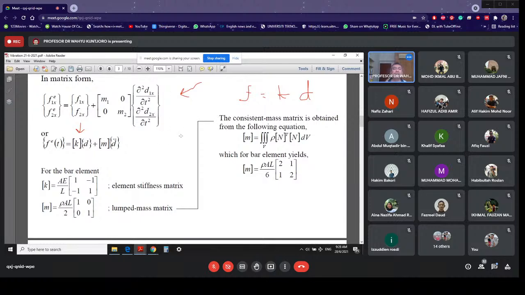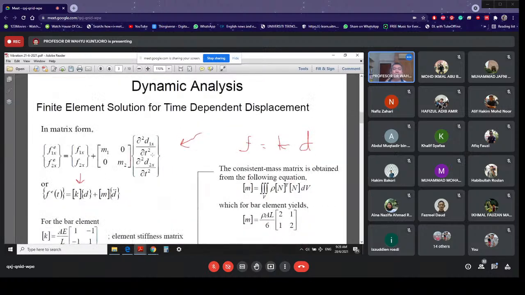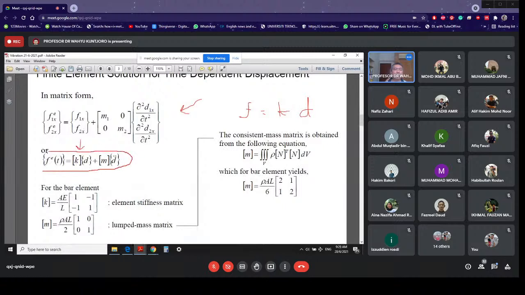So this here is actually representing this equation. Okay. So you can write that equation in compact form like this one. This equation over here is the compact form of this detailed equation. F equal to KD plus MD double dot. And this M here is what I call the lump mass matrix. And KD is of course your element stiffness matrix, which you are familiar with. So the K for the KD over here is what you have learned, and the mass M over here is what we call the lump mass matrix.